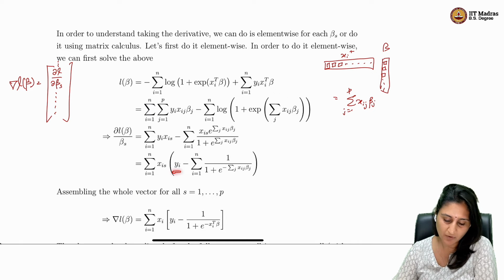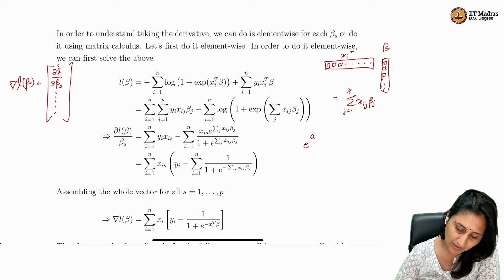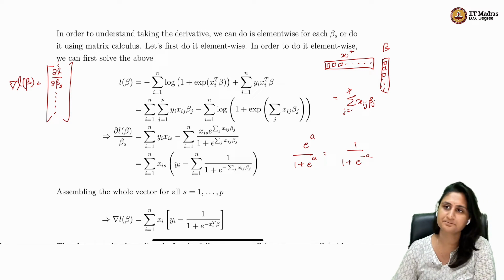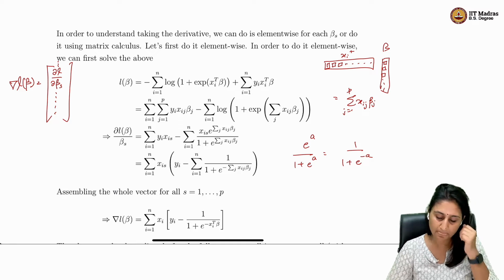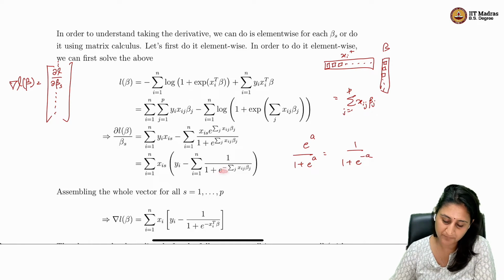So what I get is yi minus this expression, but then what I realize is e to the power a divided by 1 plus e to the power a is actually nothing but 1 plus e to the power minus a. So I use that to just have this minus sign over here, and I get this particular summation.